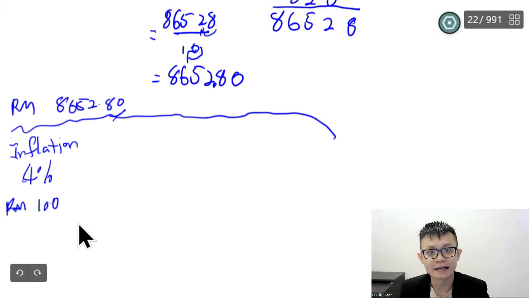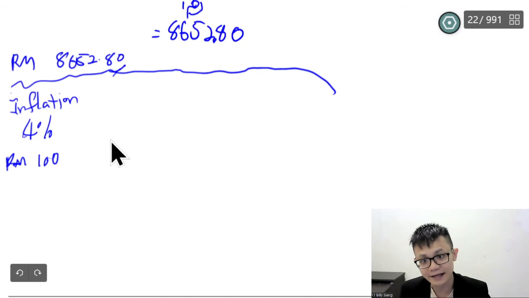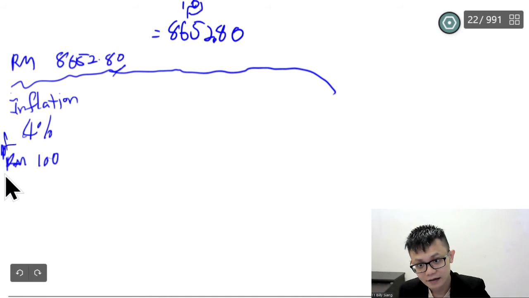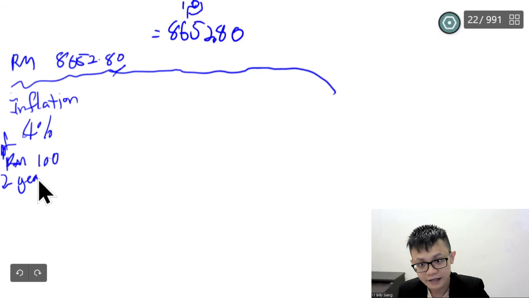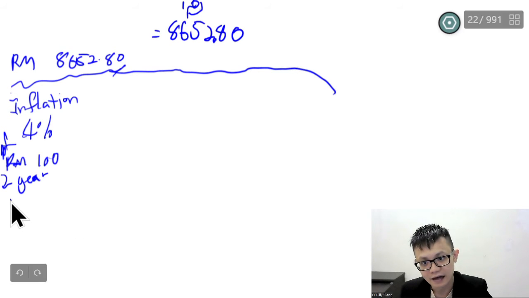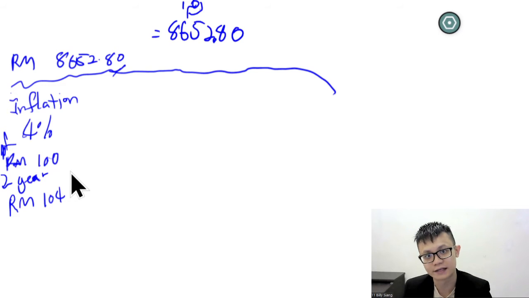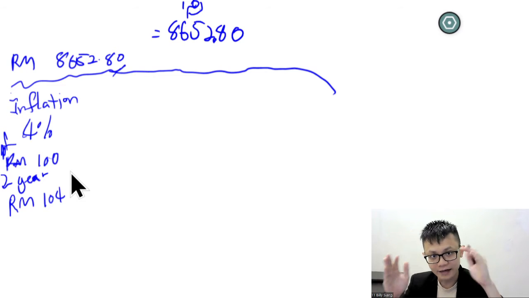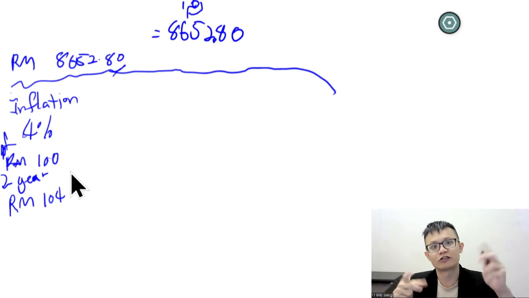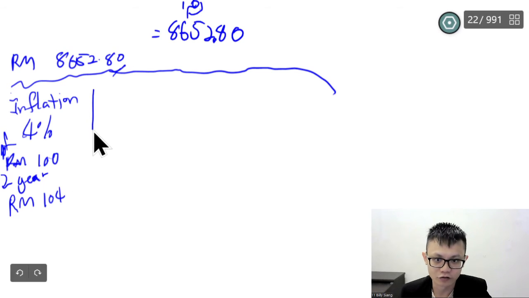100 ringgit. The inflation in Malaysia or throughout the world is usually 4%. Means that this is the first year, second year, when this pencil is sold in the market, it is RM104, because the inflation rate for the whole world is usually 4%, 5% or 6%. Means that today I buy the computer for 100, next year I want to buy, it becomes 104 ringgit. So this is the inflation rate you need to know.